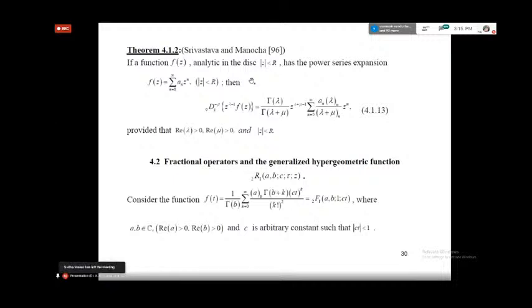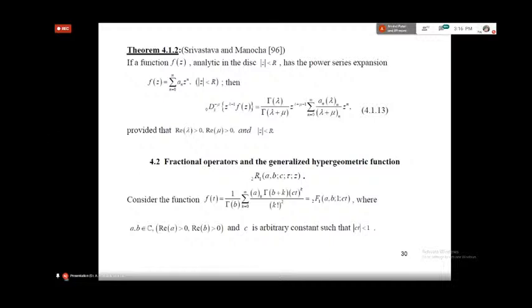So here we can see the concept from the Srivastava and Manocha book. This is the analytic function on the disk, and the power series expansion of the function can be written into this form, taking some negation, this derivation of this. So ultimately this minus is plus. Here we can put it into this form, and here the fractional operator and the generalized hypergeometric function.